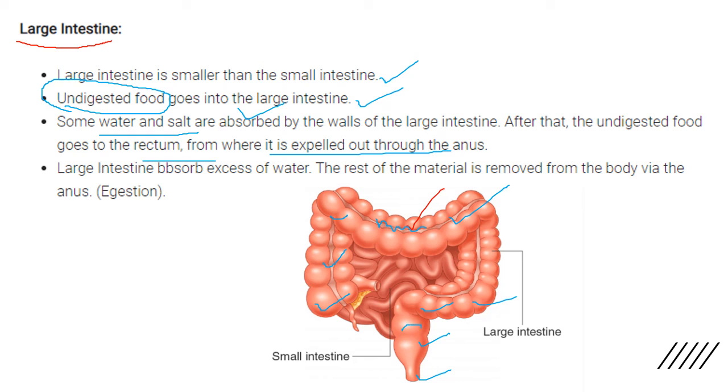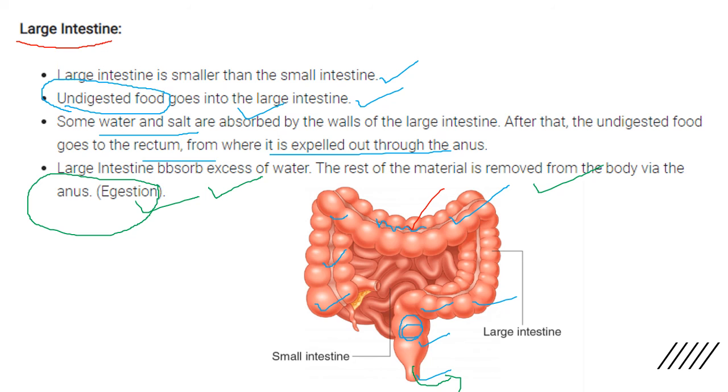This part is called the rectum, where the fecal matter or the undigested waste is stored, and at last it moves out of the anus in the form of excreta. The large intestine absorbs excess water, and the rest of the material is removed by the body via the anus, and this process is called egestion. Can you see this term? Egestion.